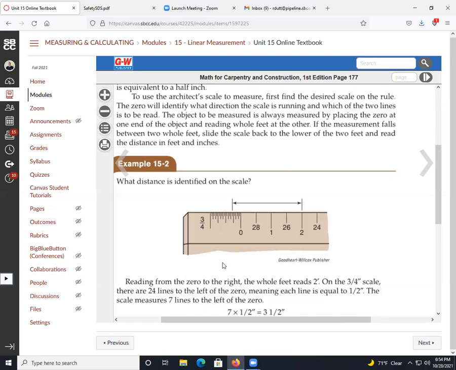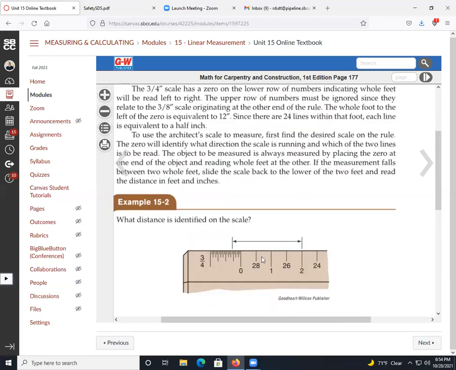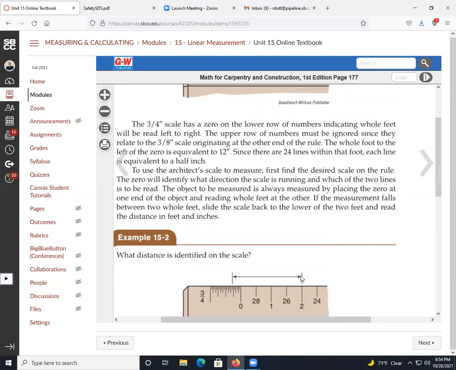I haven't. So what distance is identified on the scale? Somebody tell me, right there, what we're looking at. What distance is identified? Don't read it. Come on, you guys can all see it. What distance is on there? Okay, on the drawing? Yeah, right here. What distance is that?